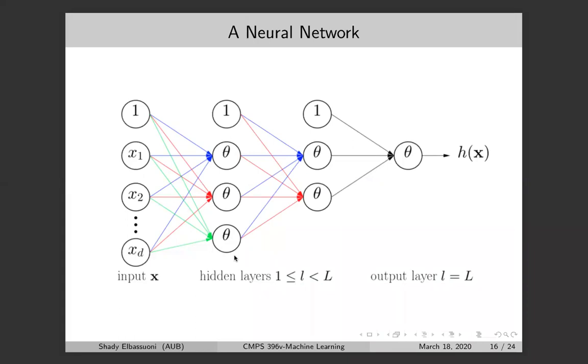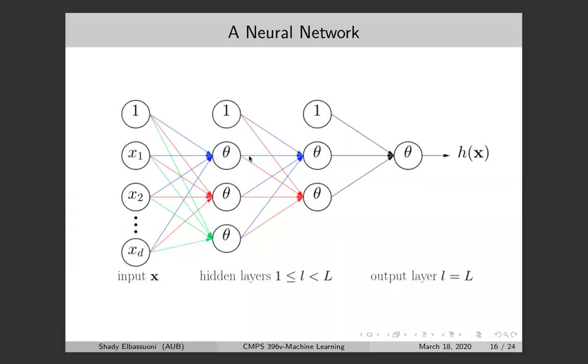Okay. So now I have S1 of 1 here, which is basically the summation of the weight of this edge times 1, plus the weight of this edge times x1, plus the weight of this edge times x2, etc. That gives me the signal here. The same thing for the red lines, the same thing for the green lines. So I have 3 signals passing through these 3 neurons. They get activated. What is theta?